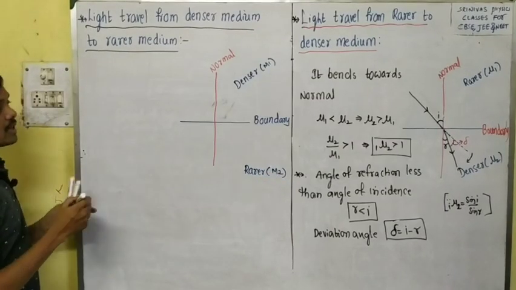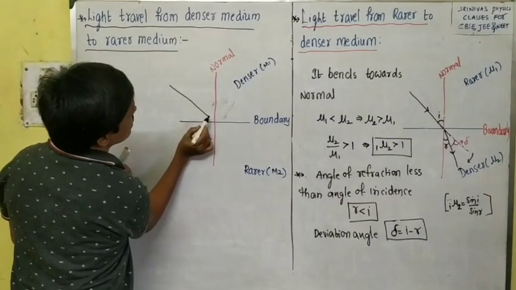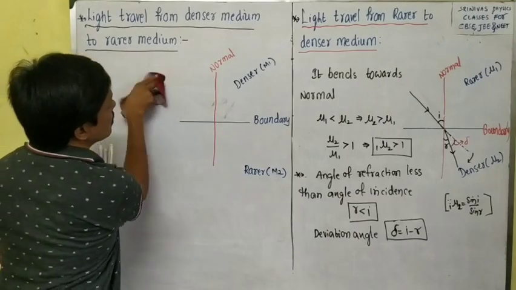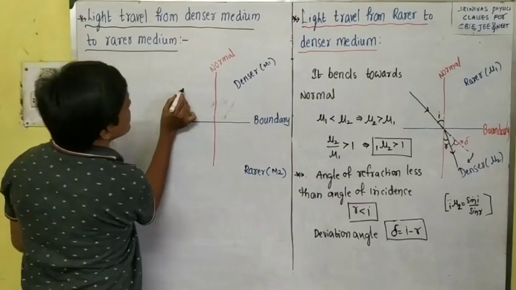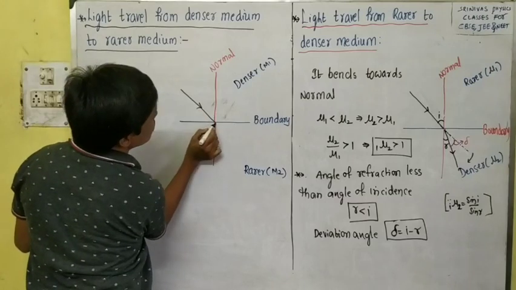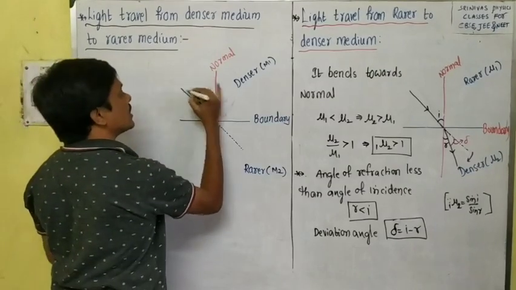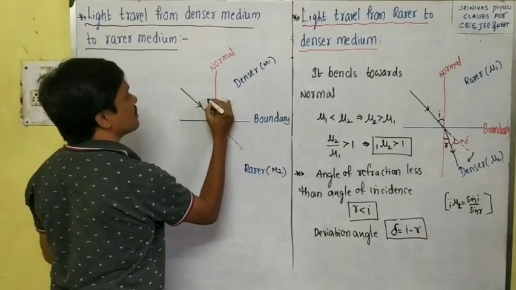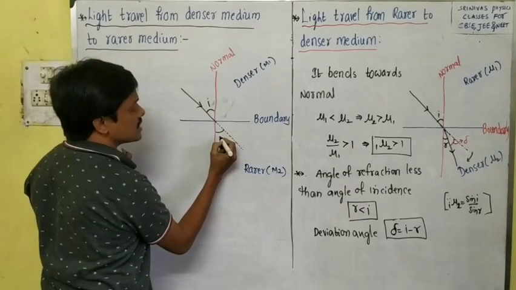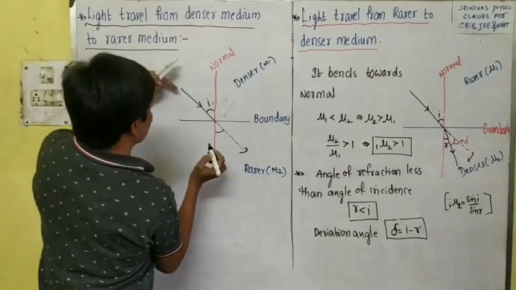The light is traveling from denser to rarer medium, and the light is incident like this. If there is no change in medium, the light should go straight like this, and this is the incident light ray and this is the normal drawn. This angle is called the angle of incidence, but this total angle is also the angle of incidence. But now the light bends away from the normal.